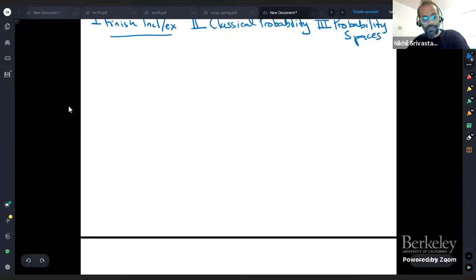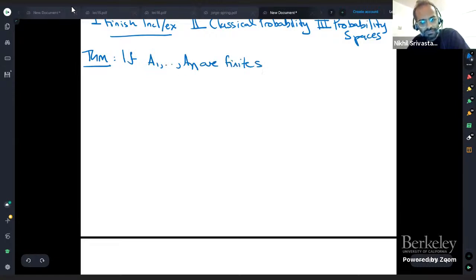So let's remember what this was. So last time we stated the inclusion-exclusion theorem at the end of the lecture. So let me just restate it. So the theorem says if you have a bunch of finite sets, so if A1 through AN are finite sets, then there's a formula for the cardinality of the union of the sets.